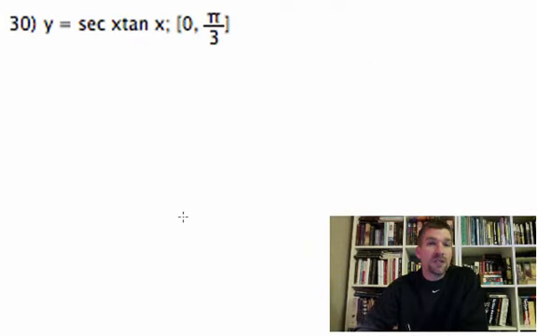All right, last question, and we want to find the average value over the interval from 0 to pi over 3 of secant x tan x. And how do we find average value? Well, 1 over stop minus start times the integral from a to b of f of x dx.